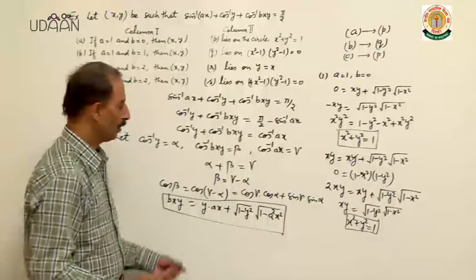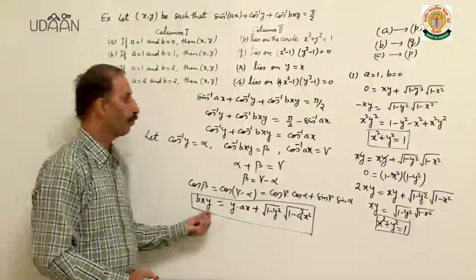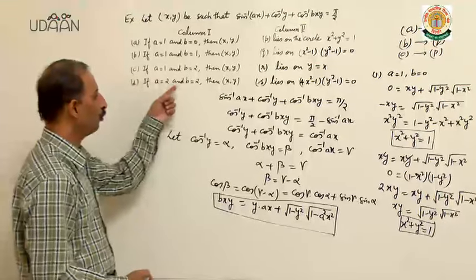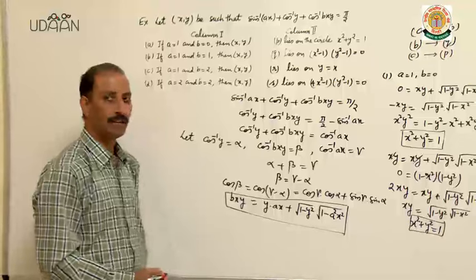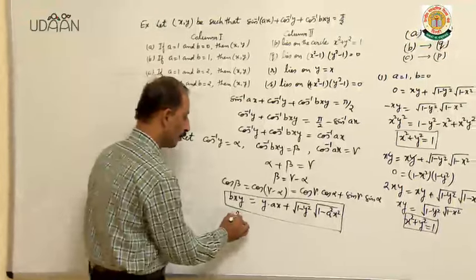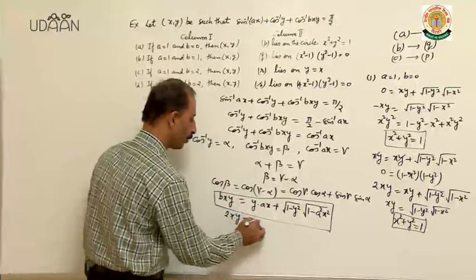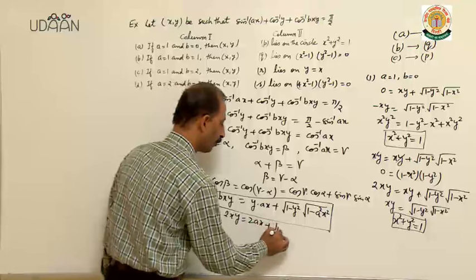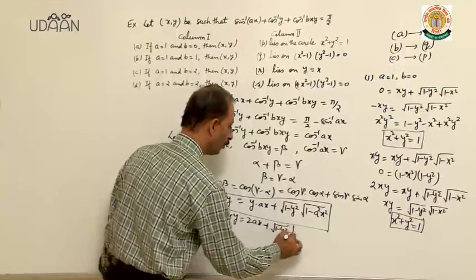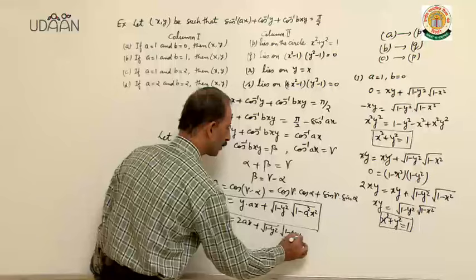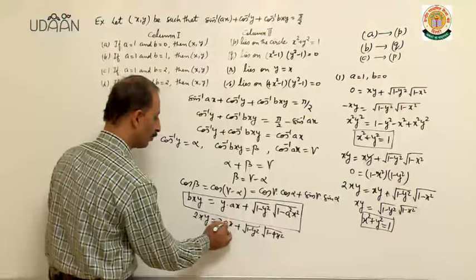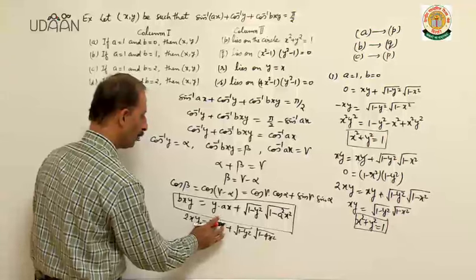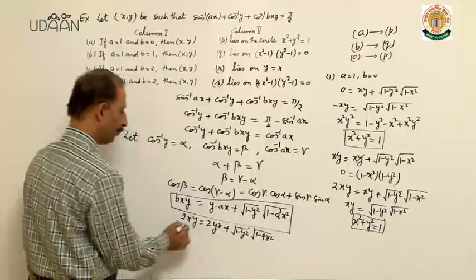Clear, children? Now the last one. Put the value of a is 2 and b is 2. In place of a and b, if you are substituting the value of 2, it becomes 2xy, 2ax plus root 1 minus y square into root 1 minus 4x square. Children, in place of a you are putting 2, so it becomes 2xy, 2x.